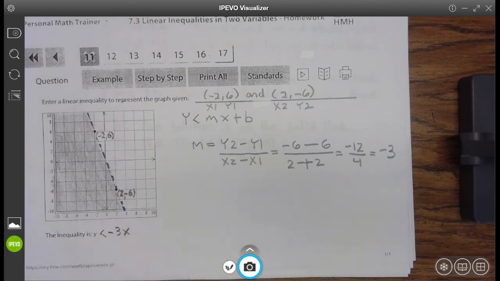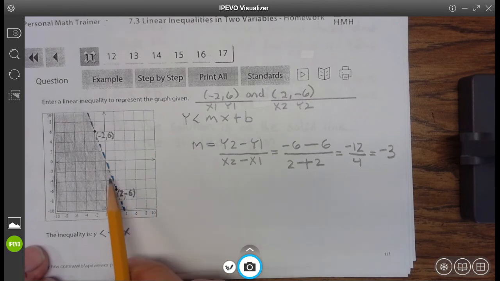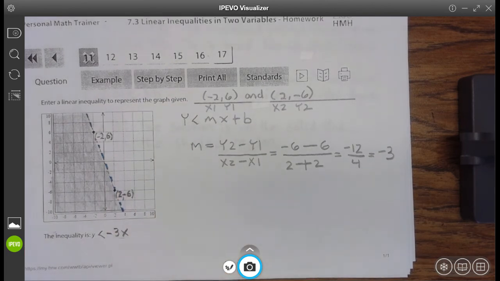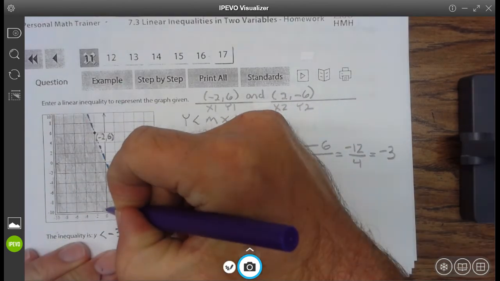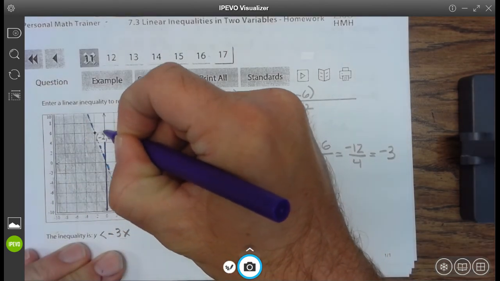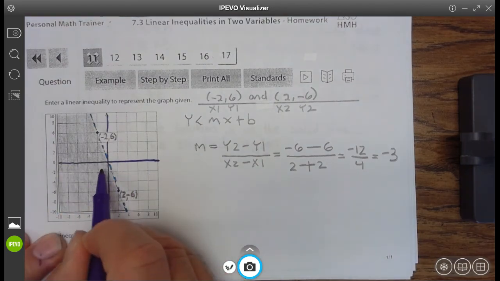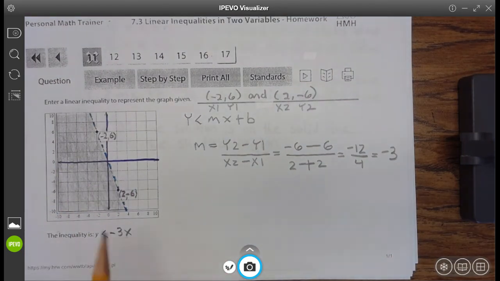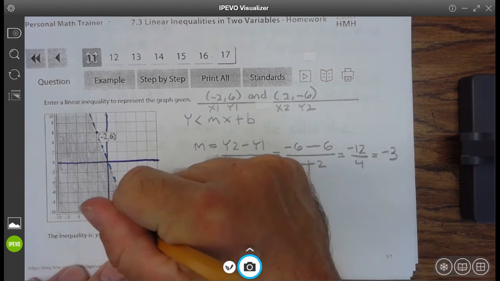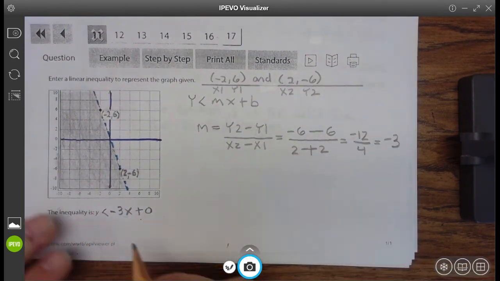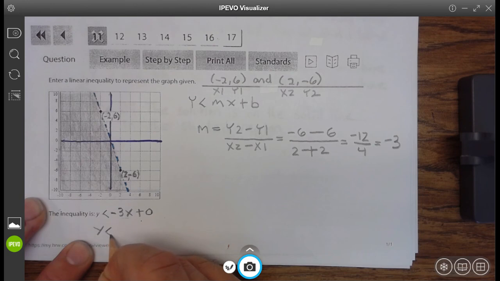Now we need to find the y-intercept. Okay, and so let me highlight the axis. So we can see that the y-intercept crosses when y is 0, so plus 0. My guess is Alex is going to ask you just to write negative 3x.